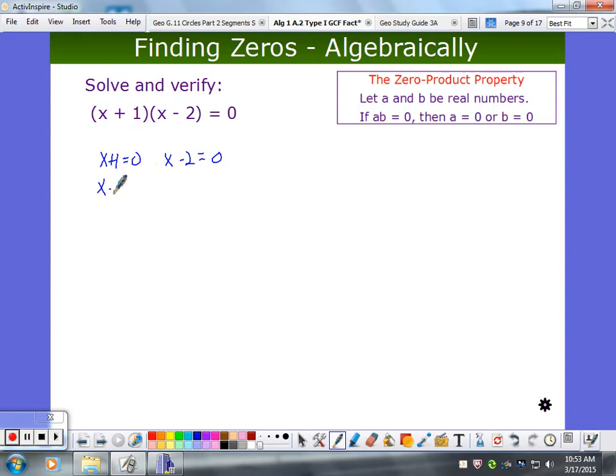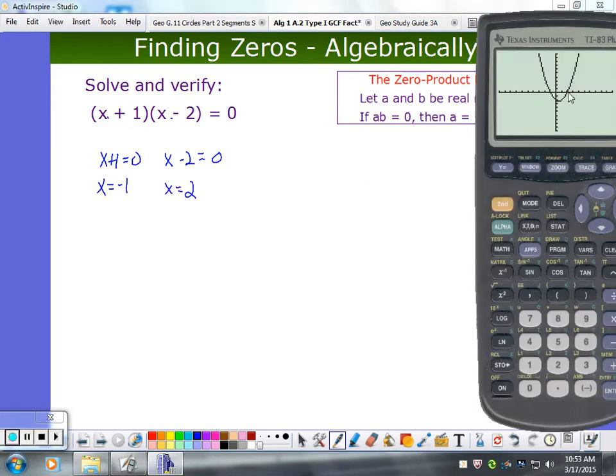Well, x is 0 at -1 or 2. These are two solutions. And we know there's two solutions because when I graph it, I can see where they are. They're right here, aren't they? And look, at -1 and at 2. So the graph shows me the same thing the algebra does.